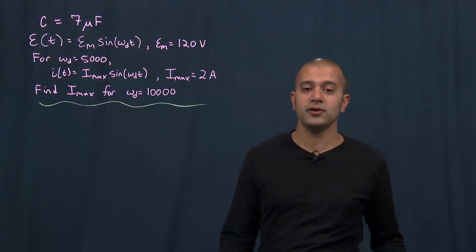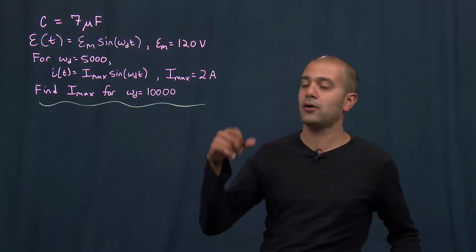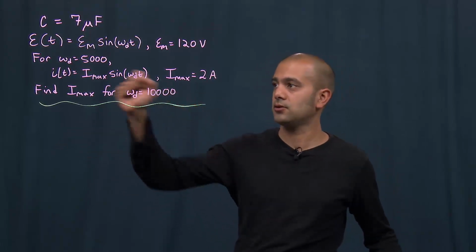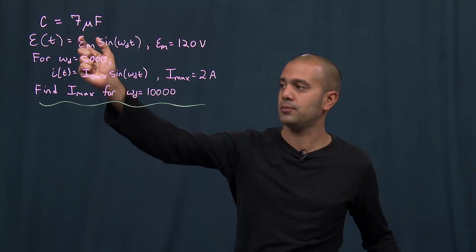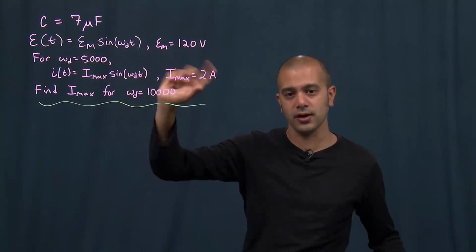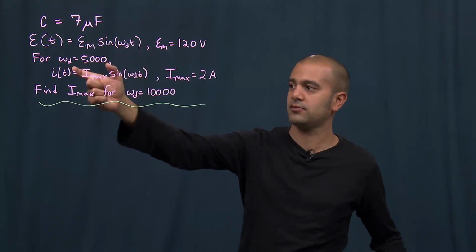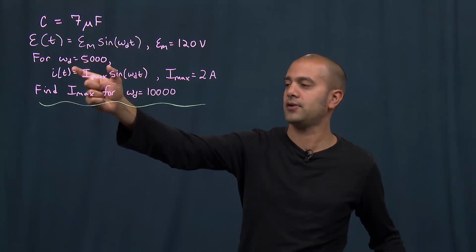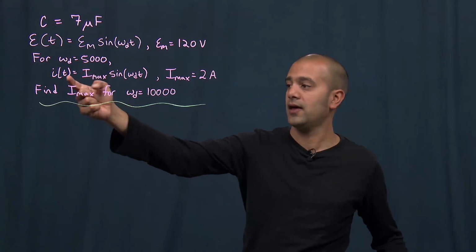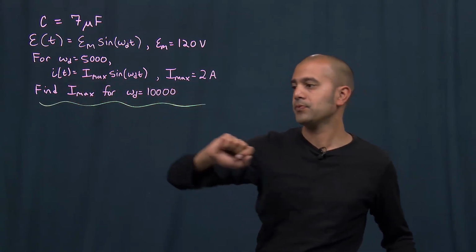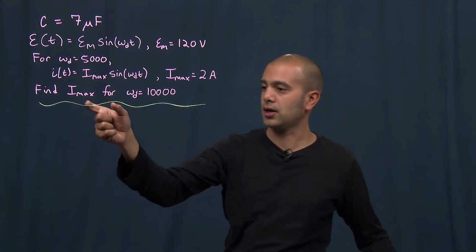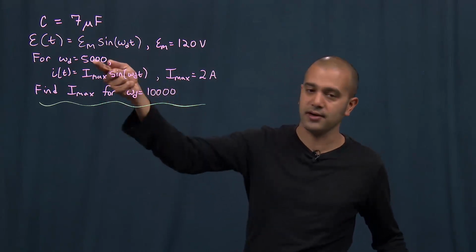In this problem, we have a driven RLC circuit, and we're told a few things about how it behaves in response to different frequencies. So we know its capacitance, we know that we have a power source, which is oscillatory, an alternating power source. And we know that for a driving frequency in this power source of 5,000 radians per second, the current has this particular form. And we're asked to find what the current looks like when the driving frequency is not 5,000 but 10,000 radians per second.